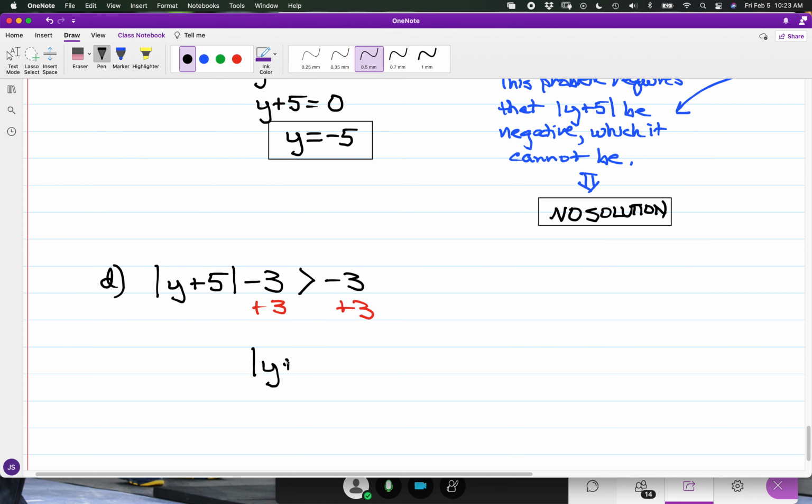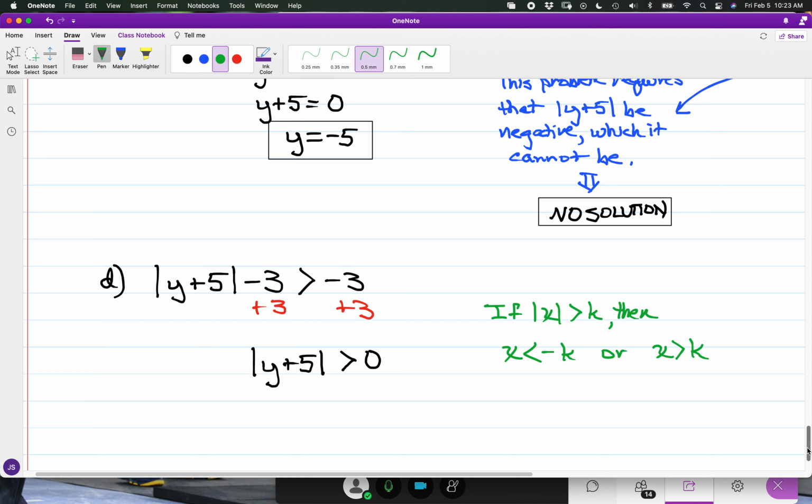So again, we have a comparison to 0 inequality. This time we have the absolute value of y plus 5 is greater than 0. And let me mention, in general terms, if the absolute value of x is greater than k, then we'll have that x is less than negative k, or we have that x is greater than k.